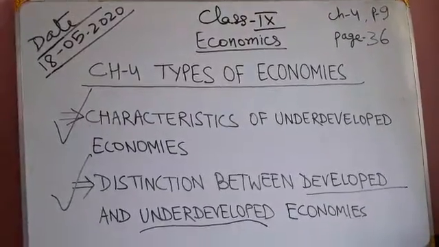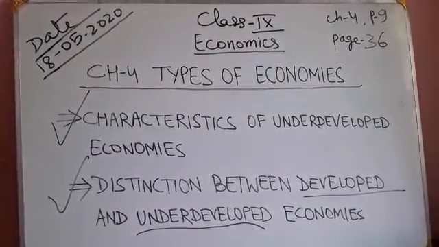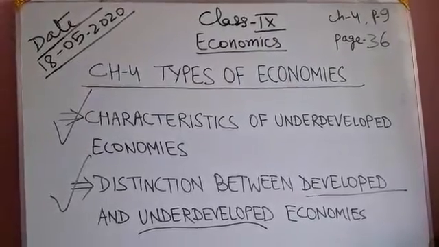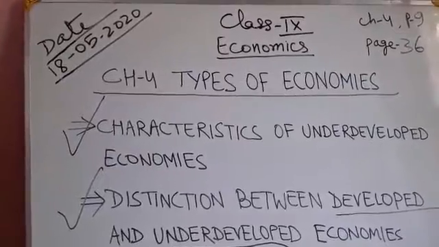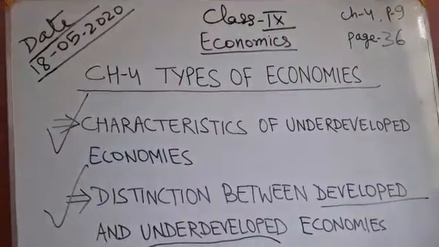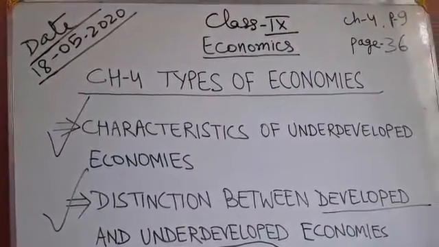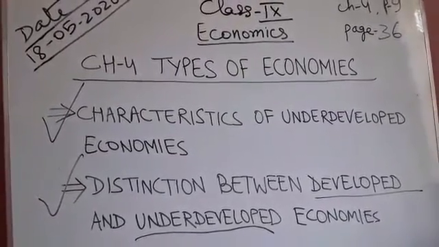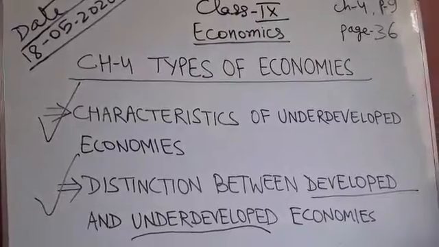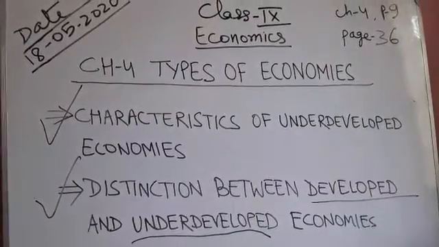Let's start with the first point. The level of per capita income is high and hence the standard of living is high in developed economies, whereas the level of per capita income is low, hence the standard of living is also low in underdeveloped economies. Second point, incidence of poverty. Incidence of poverty is low in developed economies, whereas there exists widespread poverty in underdeveloped economies.